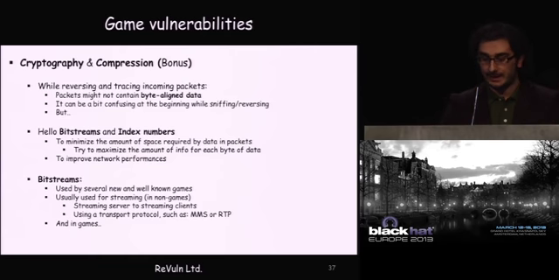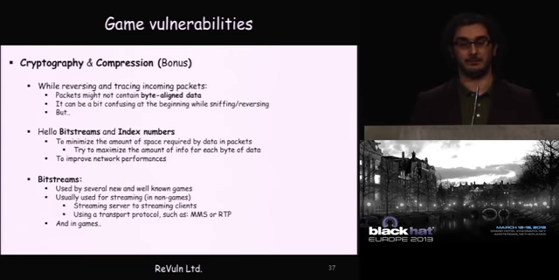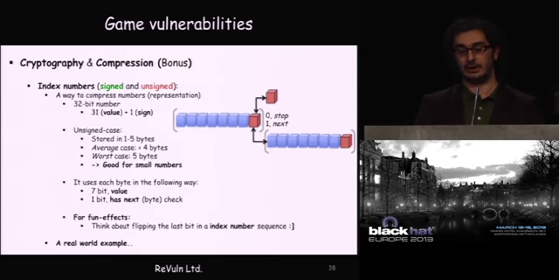There are two main approaches to deal at bit level. The first approach is called bit streams, and this is widely used for streaming protocols. The second one is called index numbers, and it's a way to represent 32-bit numbers without using 4 bytes every time.